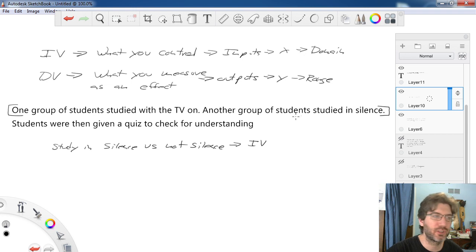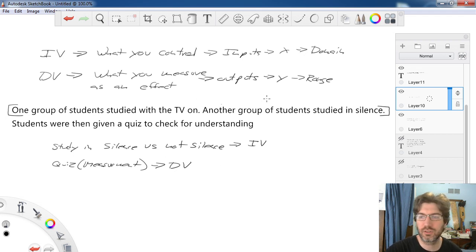Once you do your assessment, you measure something. You're going to measure based off of that quiz. So the quiz is a measurement that you take of the effect of this. This would be your dependent variable, right? You are looking at whether noise affects study. So noise would be your independent variable. That's what you control. Quality of study would be your dependent variable.